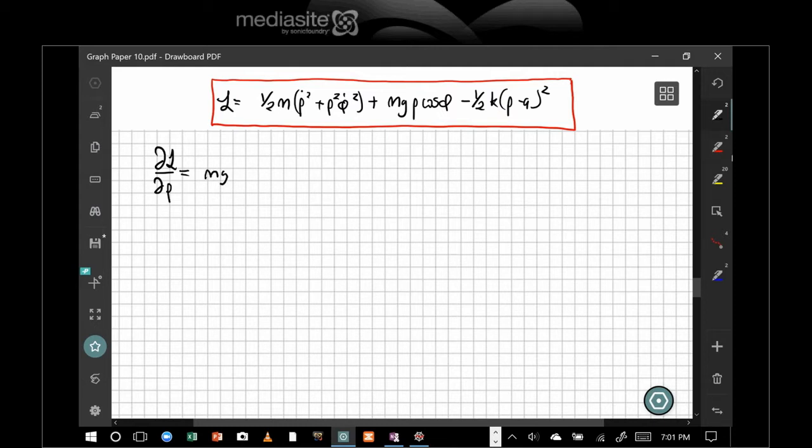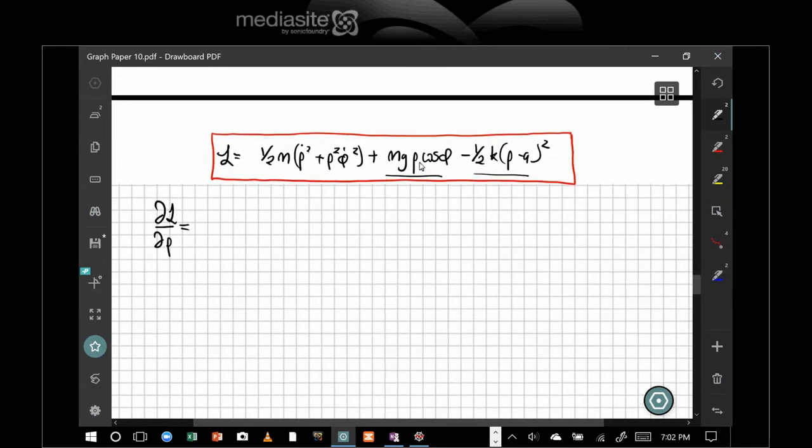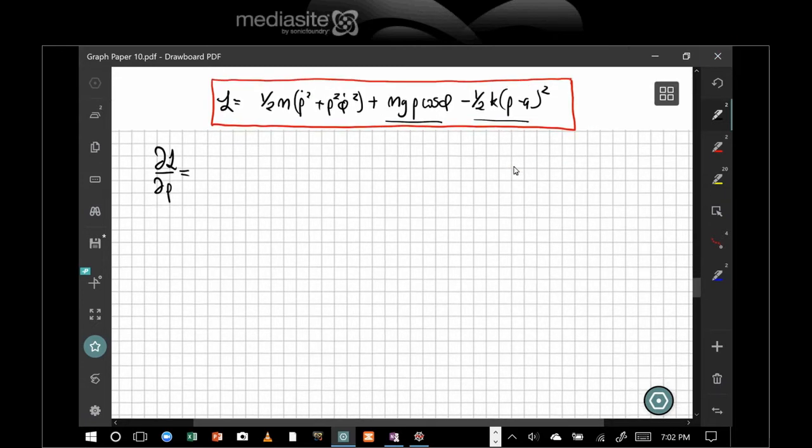Mg, sorry, Mg cosine phi. So that's from this term, and then this term here, you get minus k. Oh boy, yeah. I've got to be really careful here. So what I have, okay, hold on. Let's just go back. We've got rho everywhere. We have a rho here, a rho here, and a rho there. So I've got to be really careful.